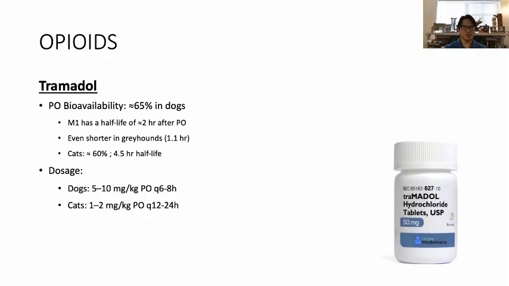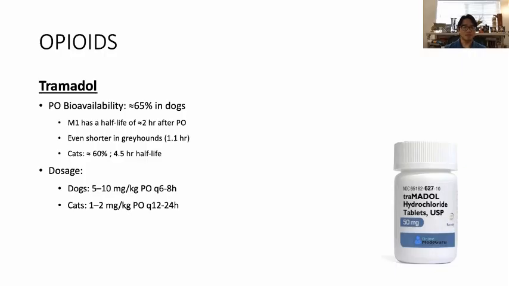Some studies show even lower than 30%. The M1 metabolite has a half-life of about 2 hours after the oral route, even shorter in greyhounds, which is about 1.1 hour. Because of that, when you want to give tramadol, you need to give it at least every 8 hours. Otherwise, it may not provide the most benefit when it comes to controlling pain. Some veterinarians even recommend every 6 hours when using tramadol.